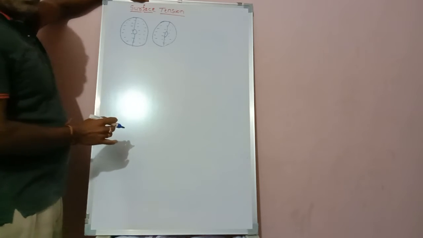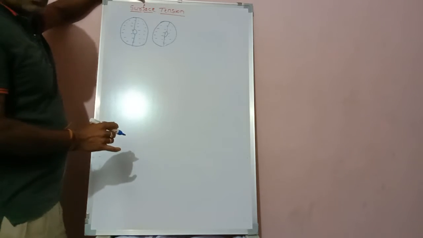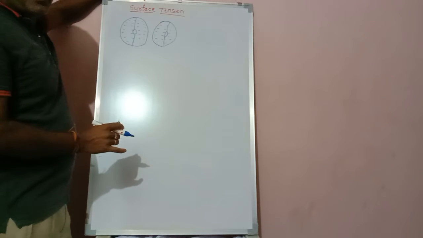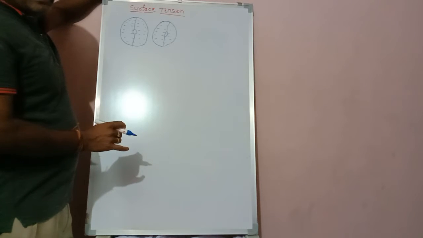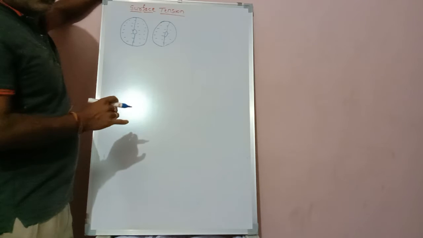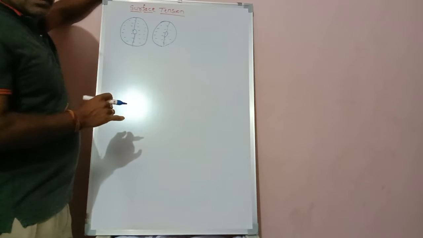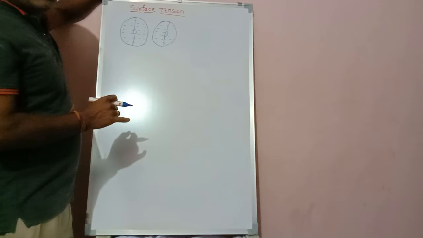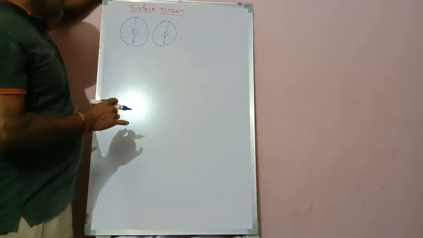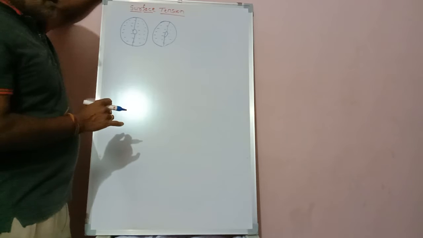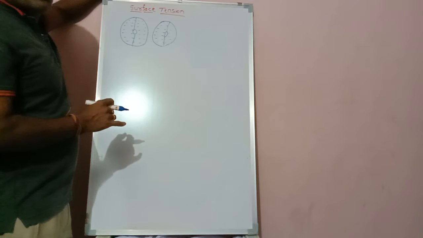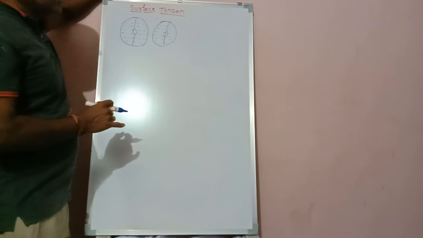So these are good examples of surface tension. It means what? Why does that happen? The surface of the liquid or surface of the water acts as a stretched membrane. That is the property of the liquid at rest by virtue of which it acts as a stretched membrane.